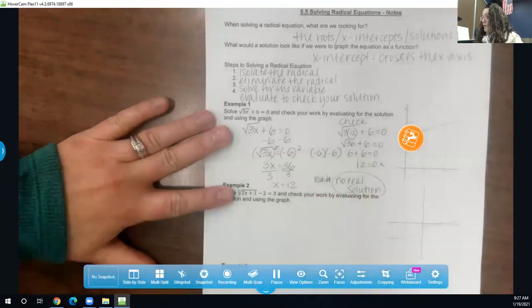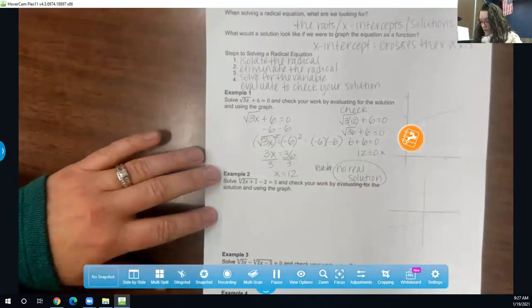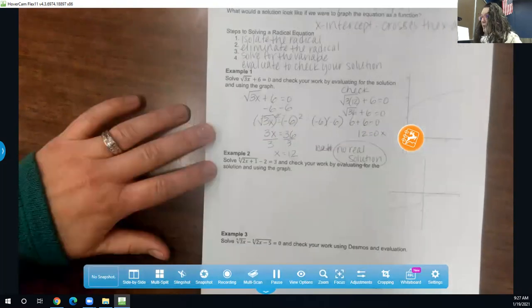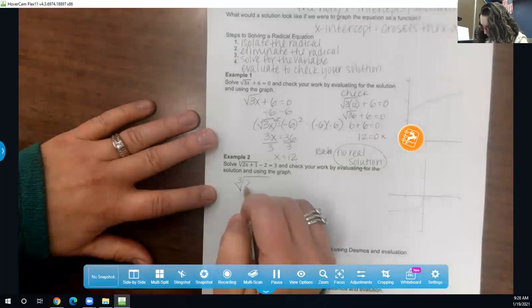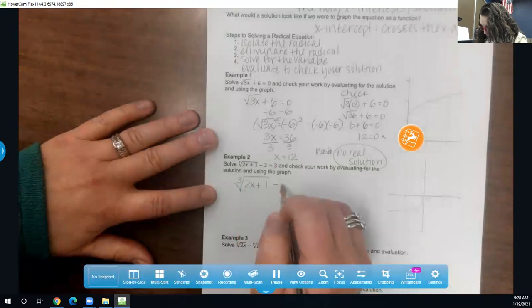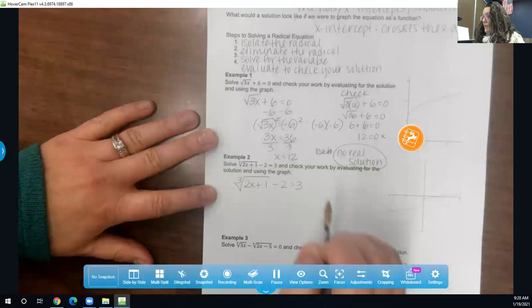No real solution there. All right, let's look at example number 2. I have the cube root of 2x plus 1 minus 2 equals 3. I'm going to follow my steps again.